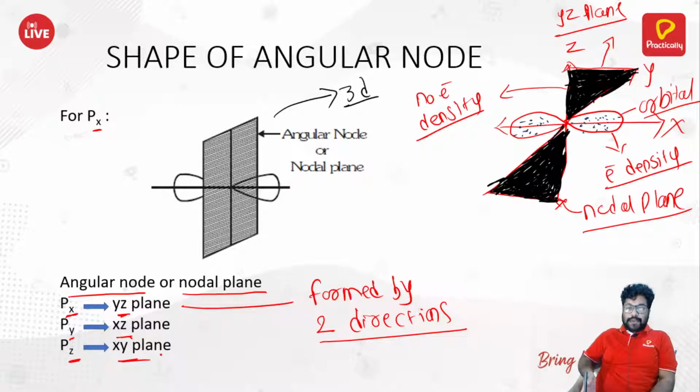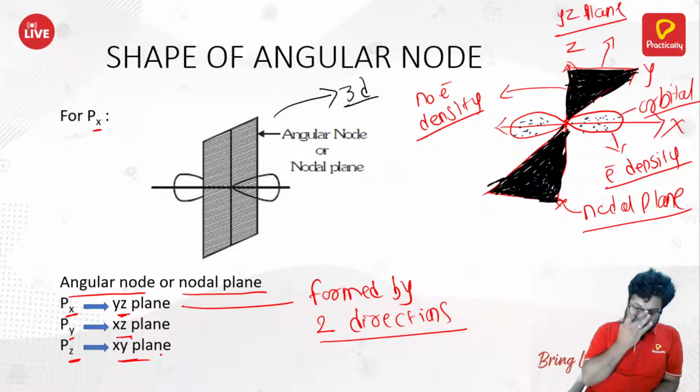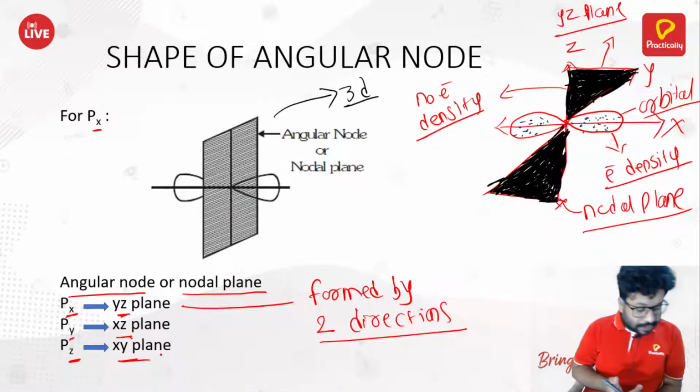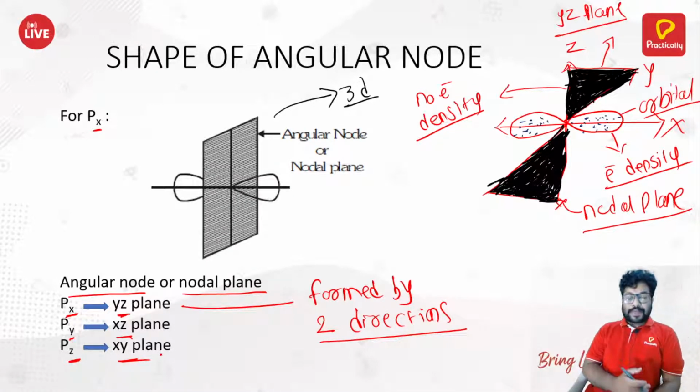If the orbital is px, YZ will be the nodal plane. If the orbital is py, then there will be no electron density in XZ, so in that case XZ will be your nodal plane. If it is a pz orbital, then there will be no electron density in the X and Y direction. In that case, XY will be your nodal plane. Okay. So I hope this must have been pretty much clear to you.